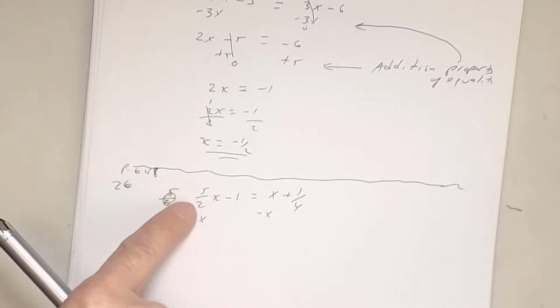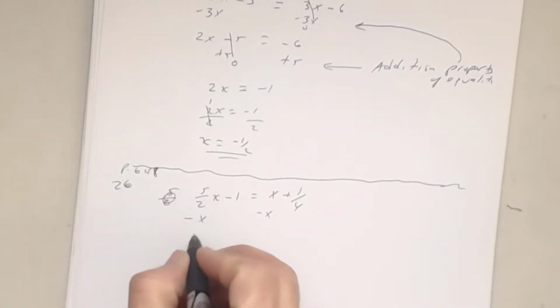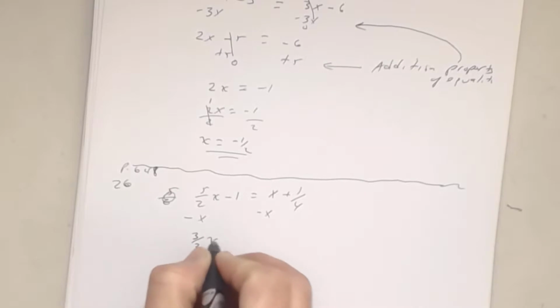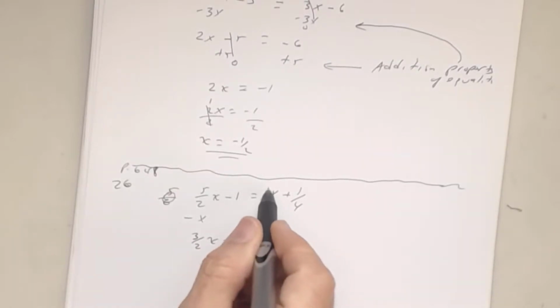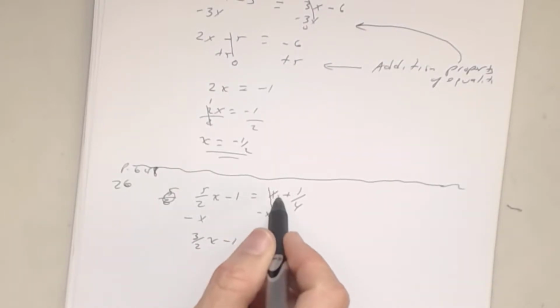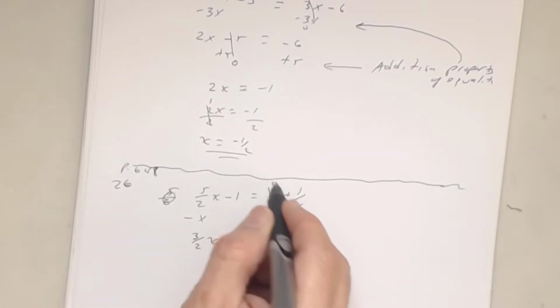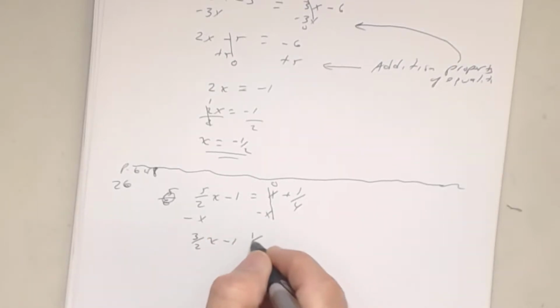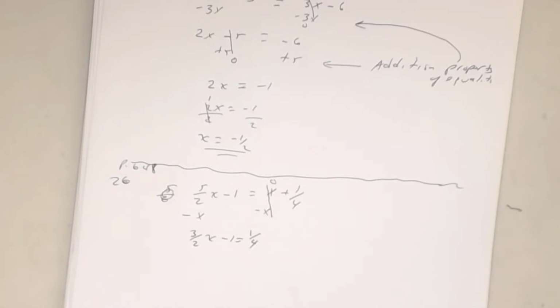So what is 5 halves x subtract 1x? 3 halves x, minus 1. When I combine these, that's 0 right here because an x and a negative x is 0. And what's 0 plus a fourth? 1/4. So that equals 1/4. All right? So that's what all of you would write. Now, what would be the next thing all of you would write? Add 1 to both sides. That's what all of you would write. So that's the addition property of equality. That's what I'm using.